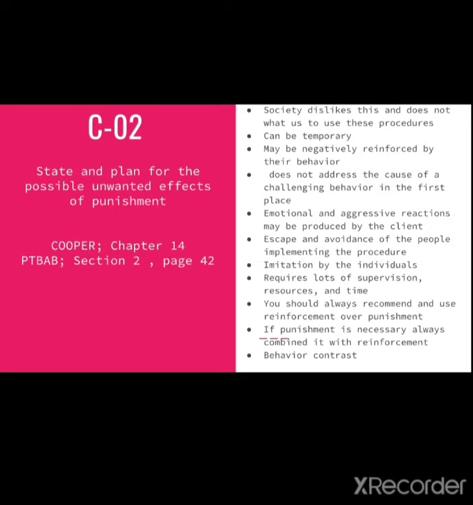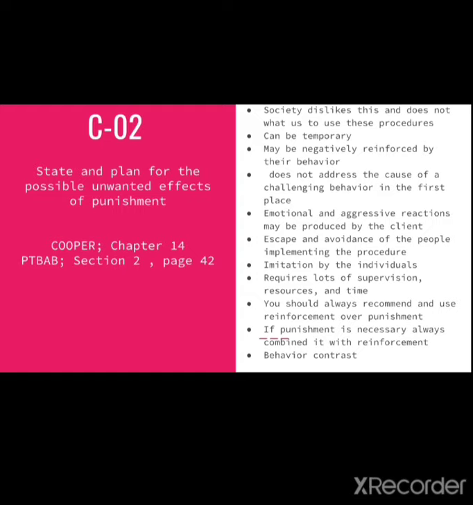It may have a negative reinforcement effect on their behavior. So this could have an emotional outlook on their behavior. Some individuals don't like being punished, so that could cause other challenging behaviors to occur. And then another factor is it does not address the cause of a challenging behavior in the first place. So when we use punishment alone, it's not really directing the individual on what they should do. Saying don't do that, the individual is not going to know what they should be doing. So that's why we tend to pair punishment with reinforcement 24/7. It should never be used alone. Punishment should always be paired with reinforcement.